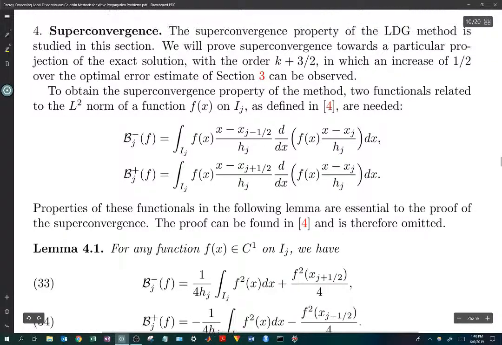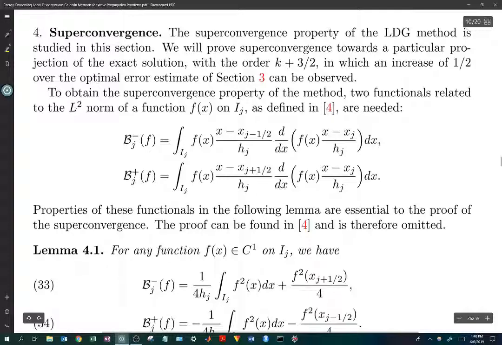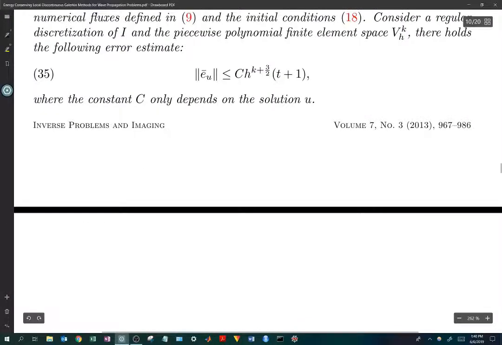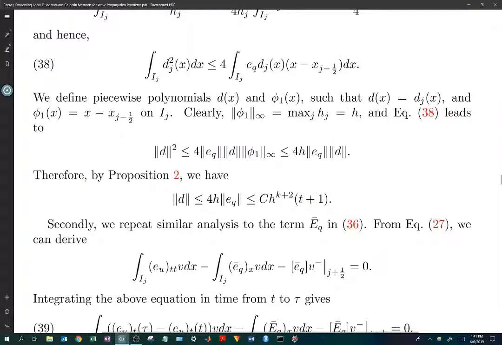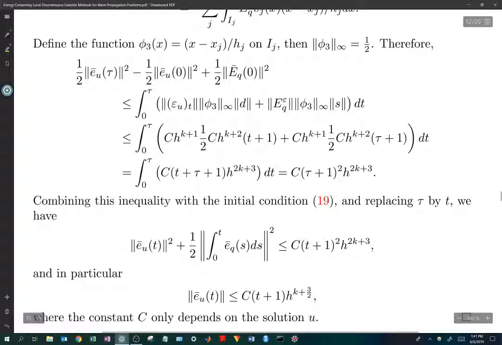There are some things about superconvergence, which says that actually sometimes this method could work even better. Like it could be h to the k plus 3/2 instead of h to the k plus 1. So this is just proving a whole bunch of stuff about this method, which again, is cool.